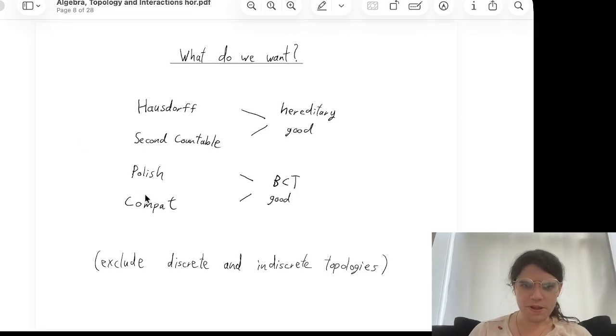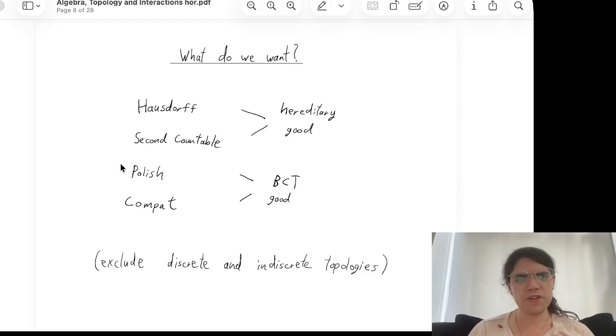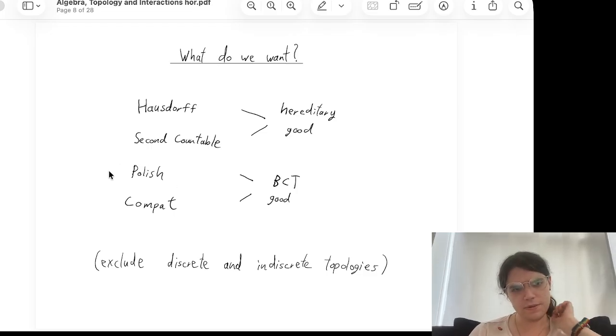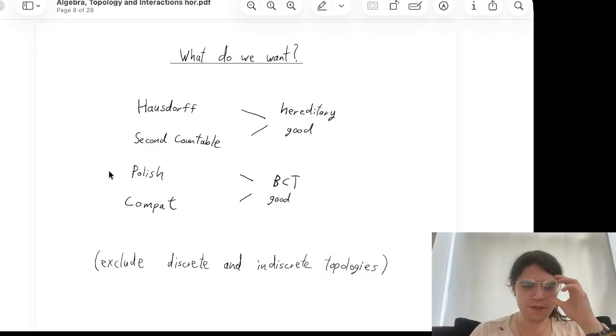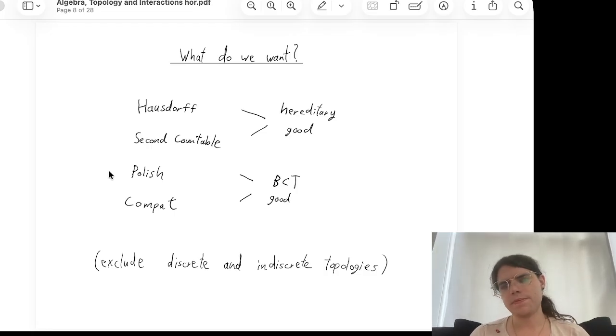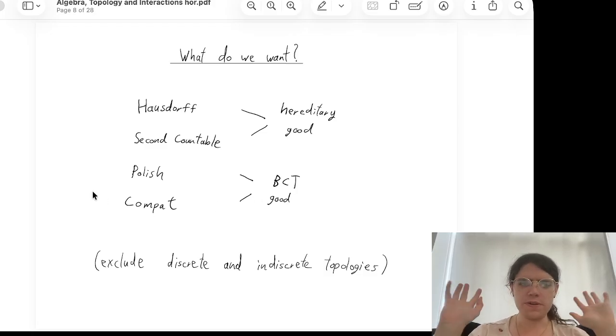And if you want to be slightly more presumptuous about your space, things which I tend to like to look at are Polish semigroups. It turns out that a very large proportion of the semigroup topologies I'm interested in tend to be Polish. So this is second countable and completely metrizable. And this gives you access to the Baire category theorem, which is very good. And also compactness is very good for obvious reasons. It gives you the Baire category theorem, and a whole bunch of other crazy stuff.